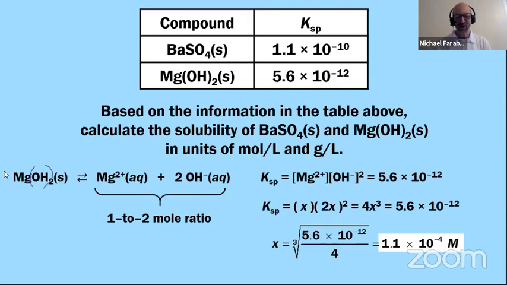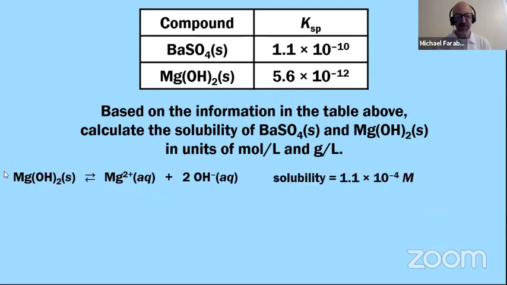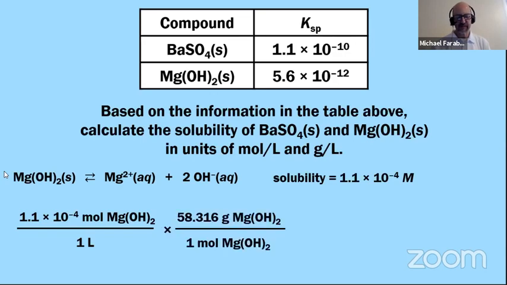All right, let's take our 1.1 times 10 to the negative 4 and convert that into grams per liter. So the molar mass of magnesium hydroxide as determined by looking at the periodic table. And now again, we're just confirming how small that solubility is. So about 6.4 milligrams of magnesium hydroxide for every 1 liter.